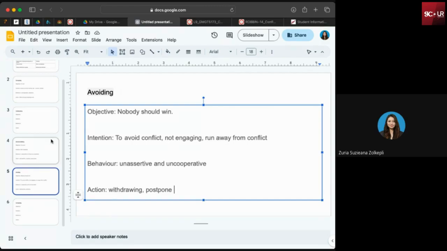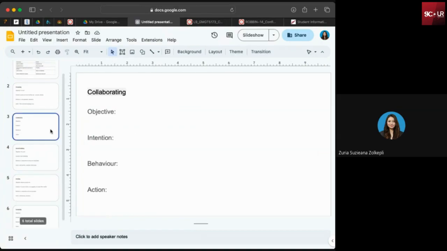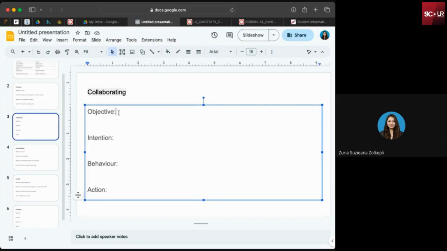Now number 4, collaborating. So now it sounds so good. Instead of nobody winning, here is why not let's both win. This one is what we call the most well-known, a win-win situation. You get what you want, I get what I want. This is where you collaborate.